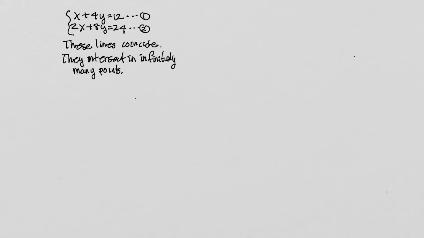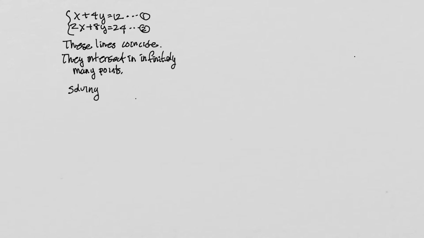So these lines coincide. And because they coincide, they intersect in infinitely many points. What we want to do is take a look at what these points look like. Is there a general form for these points? We can do this by solving one of the equations for one of the variables.